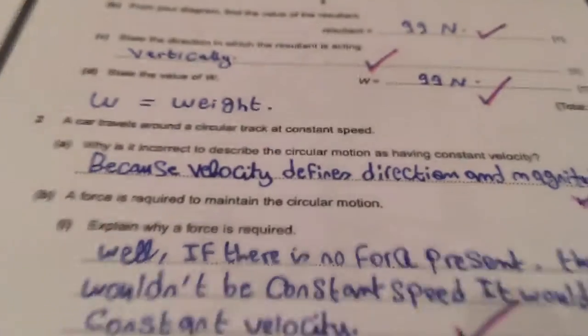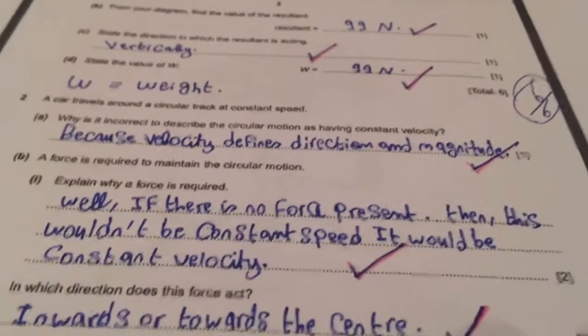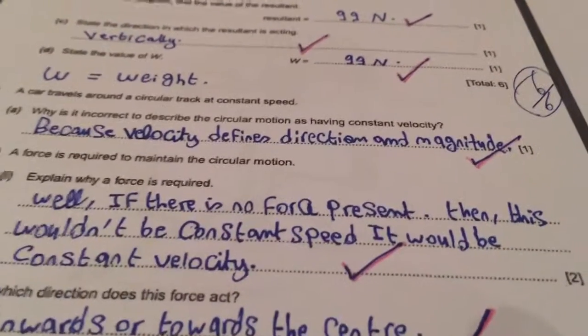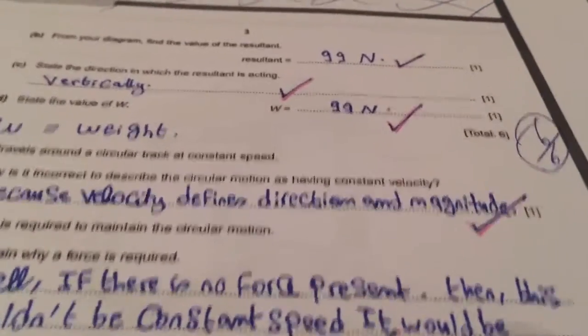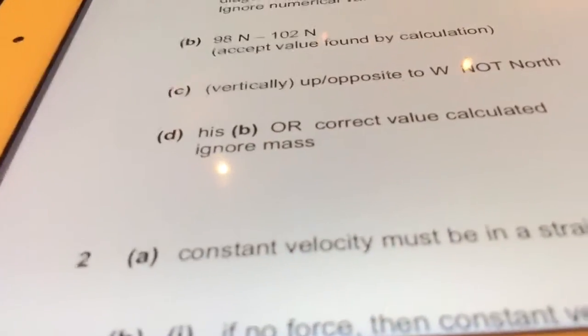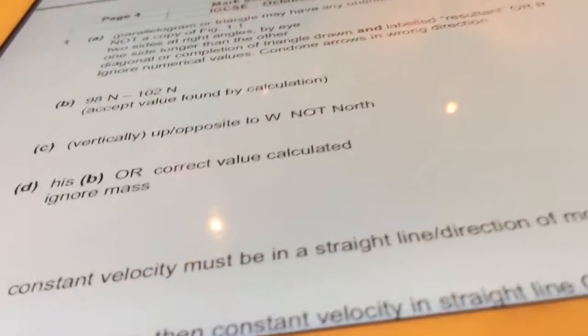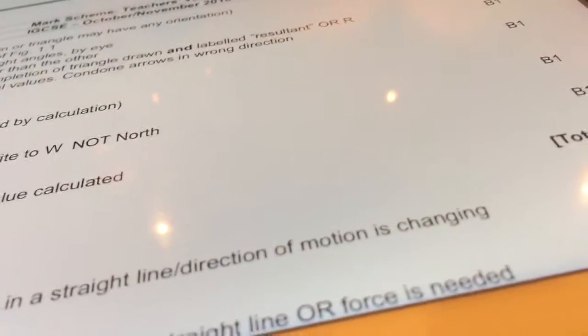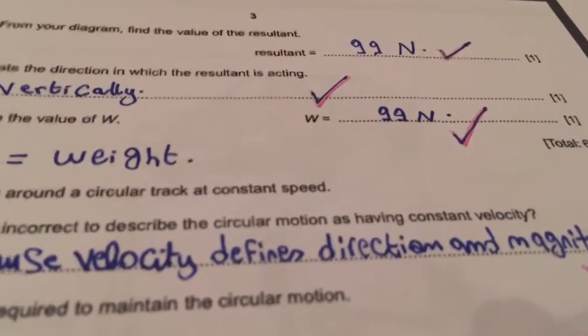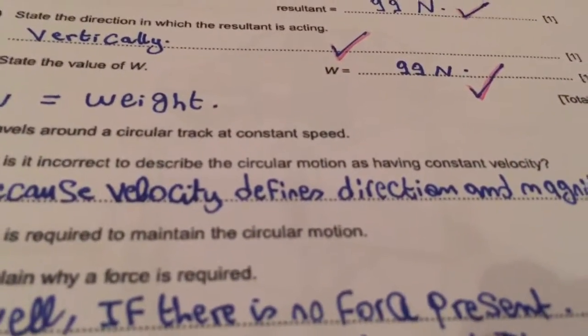A car travels around a circular track at a constant speed. Why is it incorrect to describe the circular motion as having constant velocity? For me, I answered because velocity defines direction and magnitude, so it's a vector basically. For 2A, they said constant velocity must be in a straight line, or the direction of motion is changing. So they're basically saying that velocity must be changing, and speed cannot be changing.